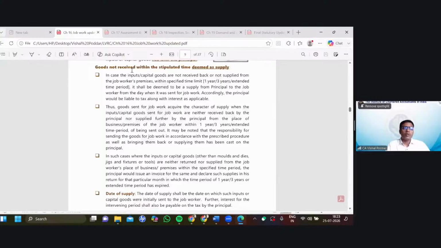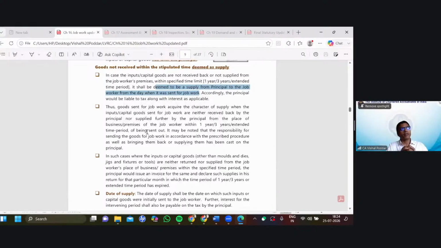If you fail to bring back the goods, then the law says we will deem that the goods were supplied by the principal to the job worker. And most importantly, it was supplied on day one when the goods were sent. So importantly, if you don't get back the goods within the stipulated time, it will be deemed that on day one, when you had sent the goods, it was supplied.